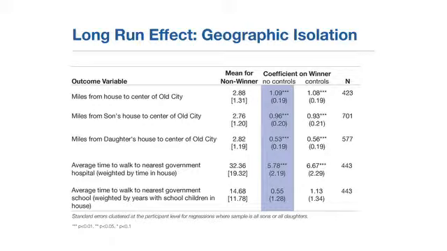Okay. And here, the average time to walk to the nearest government hospital is showing us that there's lower access to public facilities also as a result of this relocation to the urban periphery. Okay, at least in terms of hospitals, but not in terms of schools.